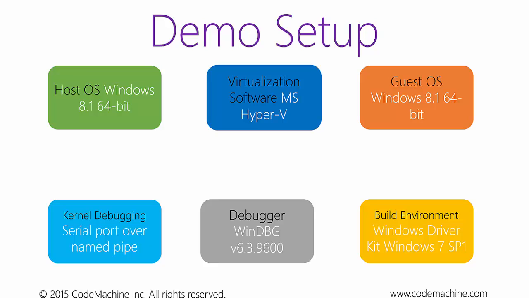This presentation is going to be full of demos, so it is important to spend a few minutes to understand the environment that we will be using to show the demos, so that you can replicate this environment on your own systems if you desire. On the host system, I'm running the 64-bit version of Windows 8.1. Microsoft Hyper-V is the virtualization software which is built into enterprise and higher SKUs of Windows 8 and later versions of Windows. In Hyper-V, the guest OS is 64-bit version of Windows 8.1.